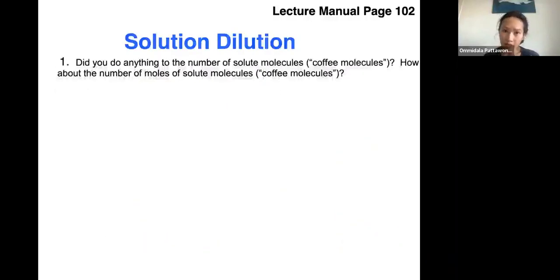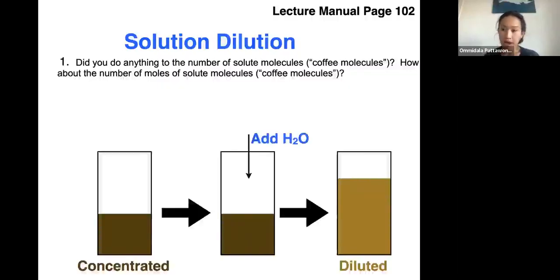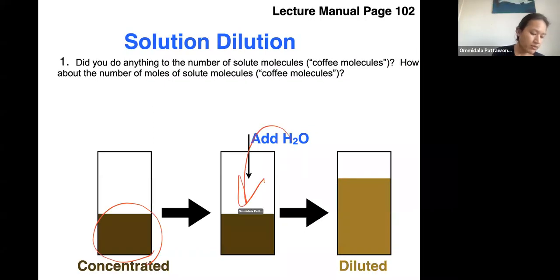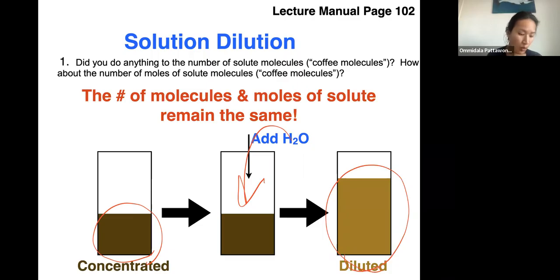The next thing we are going to look at is the number of solute molecules in the concentrated solution versus the diluted solution. Let's use the same scenario, which is coffee. If you have concentrated coffee, you add water to it, and then it becomes diluted coffee. My question is, did you change the number of solute molecules at all? Or in this case, did you change any coffee molecules? Did you add more coffee to this? The answer is no. All you do is add more water to it.